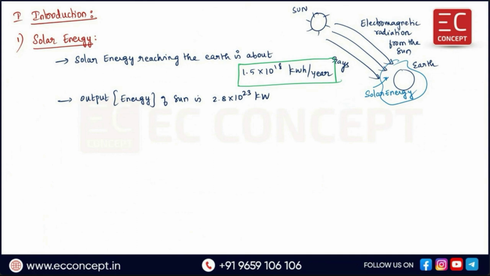Out of the entire renewable energy, this is one of the inexhaustible, clean sources, and it is available in abundance. We get a vast amount of energy, and it is universally available everywhere. Solar energy is not only for one particular location; we are getting this energy all over the world. So these are the features of solar energy.